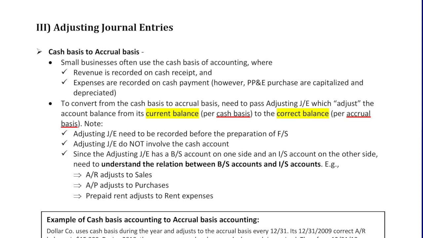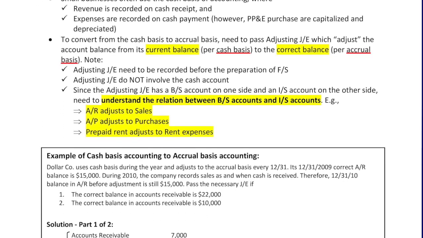Next bullet says, it is also important to understand the relation between balance sheet accounts and income statement accounts. So it says, when adjusting the balance sheet accounts from cash basis to accrual basis, the other half of the entry will generally be related to an income statement account. So highlight accounts receivable adjust to sales, accounts payable adjust to purchases, prepaid rent that would adjust to rent expenses.